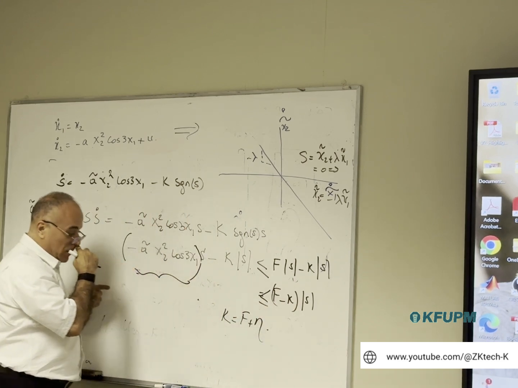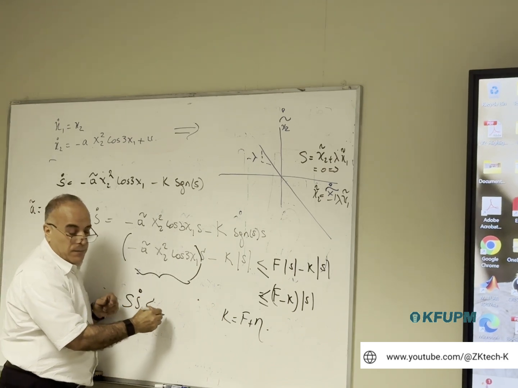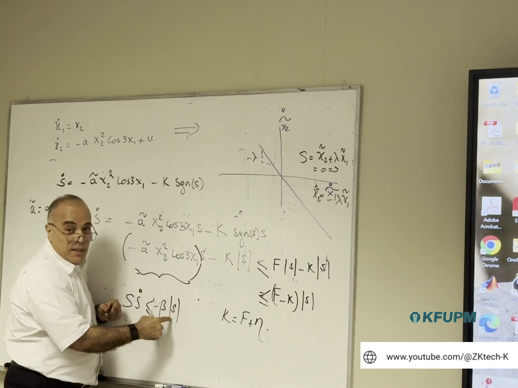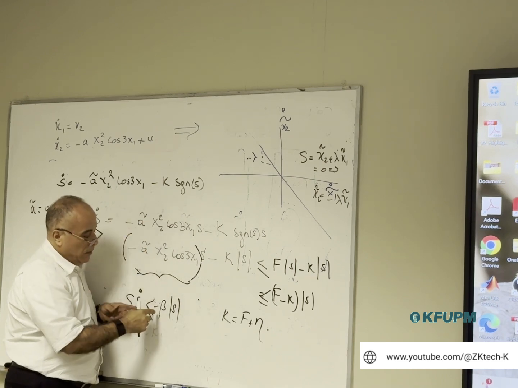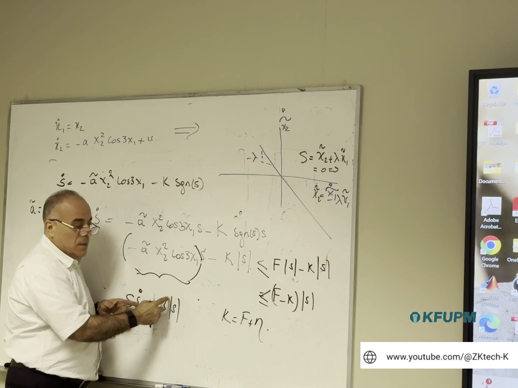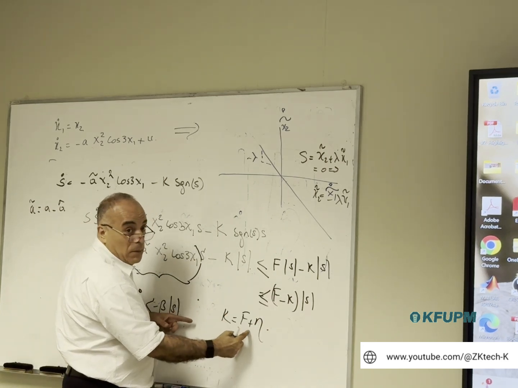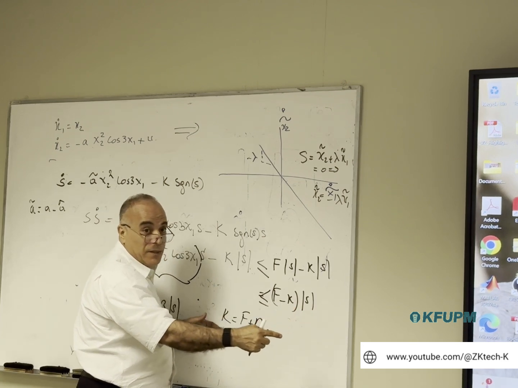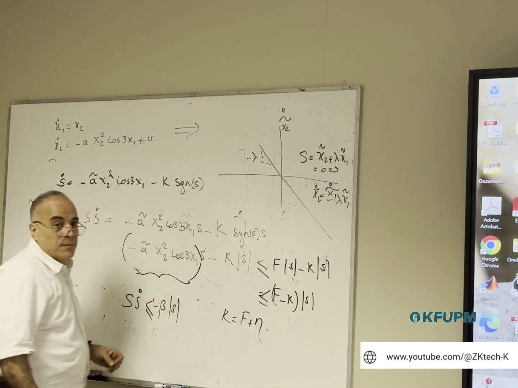My objective is to find s times s prime less or equal to minus beta times the absolute value of s, or minus k times the absolute value of s. This is our reachability condition. So beta is positive. For this term to be negative, if I select k equal to f plus eta, it will be less or equal to minus eta times the absolute value of s. Does it make sense? Yes, sir. I have a question.